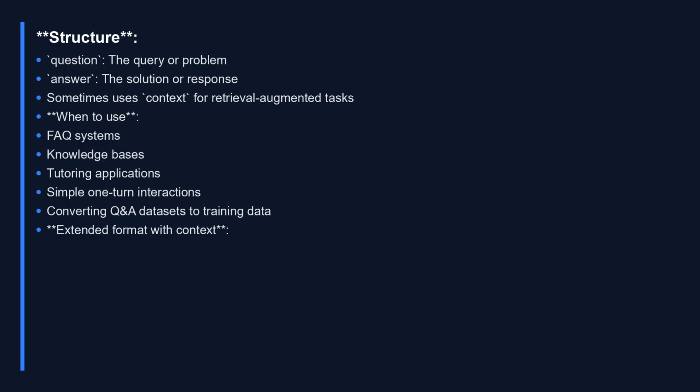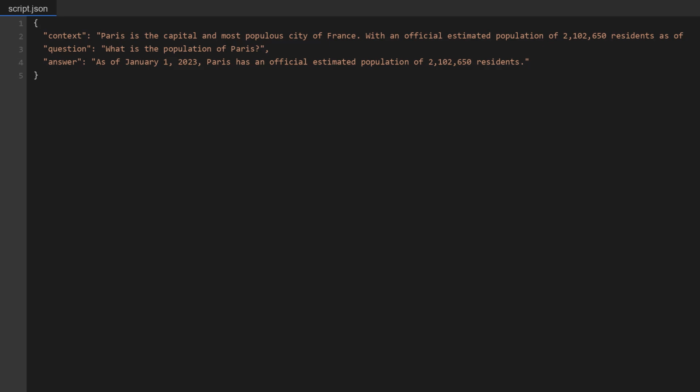The Q&A format also has an extended version that adds a context field. This is the foundation of retrieval augmented generation, where the model needs to answer a question based on a specific document or passage rather than its general knowledge. Here's what that looks like. With the context field added, the structure becomes: here is a passage of text, here is a question about it, here is the correct answer.